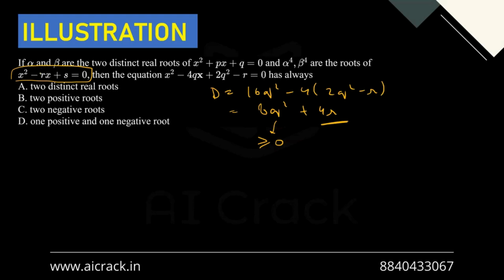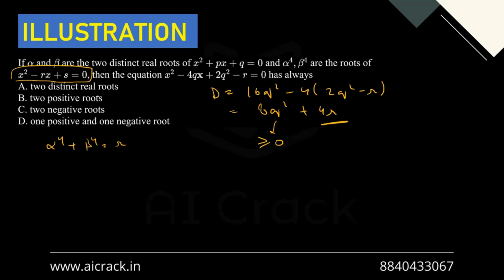That is -b/a. -b/a is nothing but the summation of roots. So α⁴ + β⁴ = r. Now, although these two are even powers, we still cannot say for sure that this is always going to be positive. It might be 0, right? So we're still not sure whether this is greater than or equal to 0, or just greater than 0, right? We're not sure.